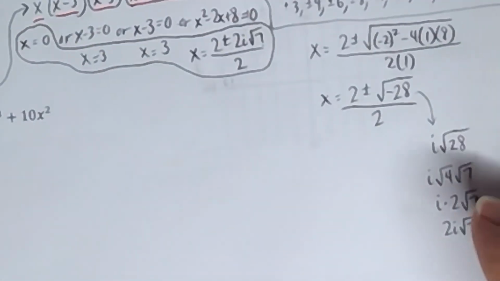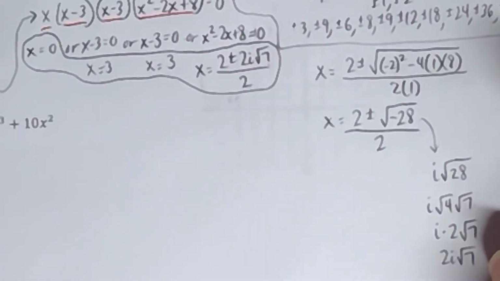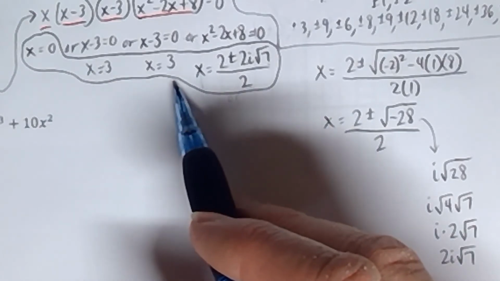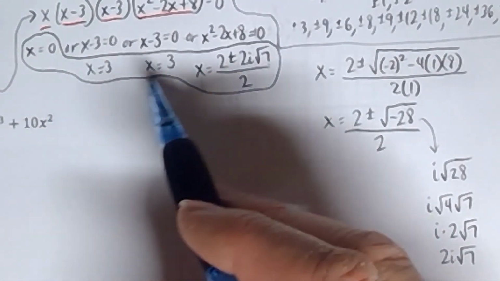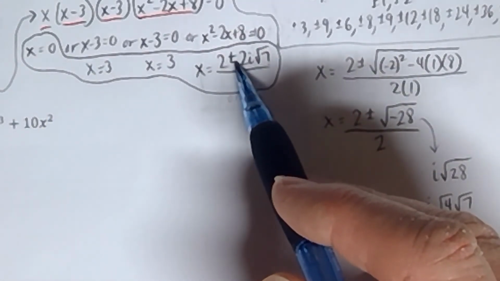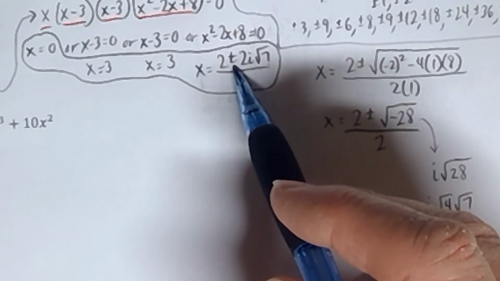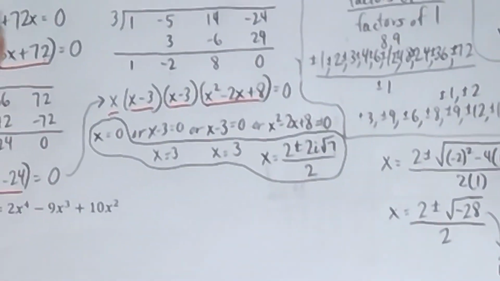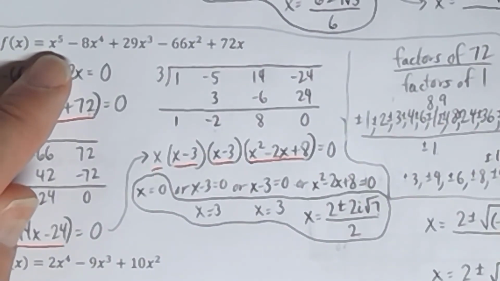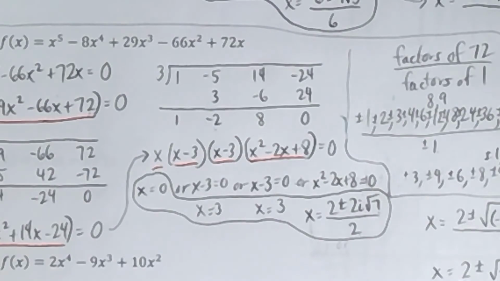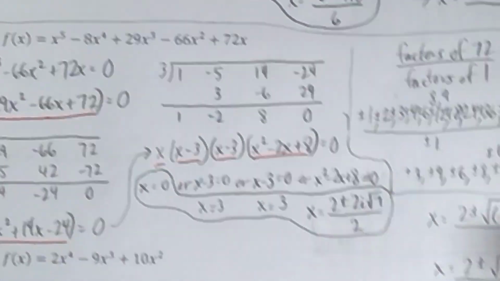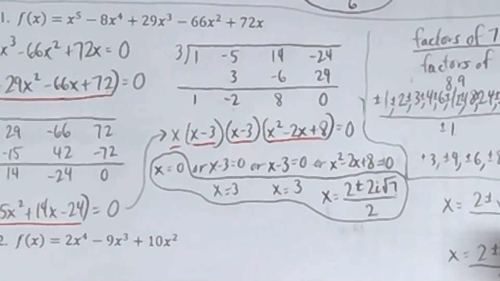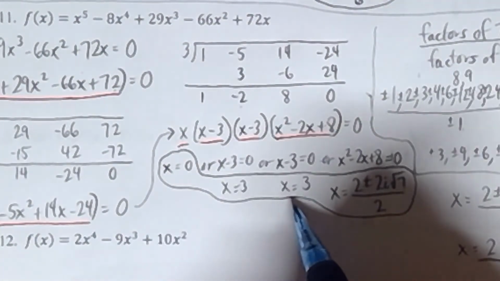But notice here again that you have a total of 5 answers if you include the 3 twice here since it popped up twice. 1, 2, 3, and then the plus or minus means 2 more for a total of 5. And again, this is not a surprise because the highest degree term in the function was 5. As we talked about, that should tell us that there's 5 answers if you include the imaginary numbers and the fact that 3 counts twice here.